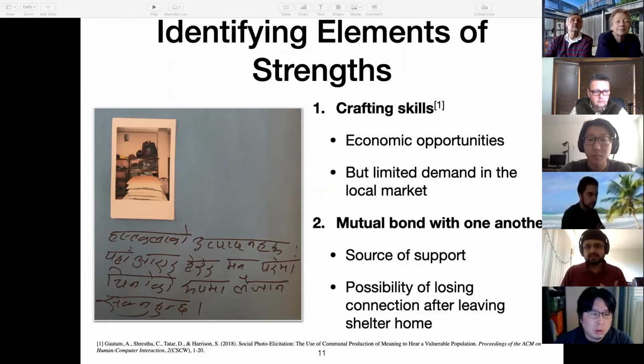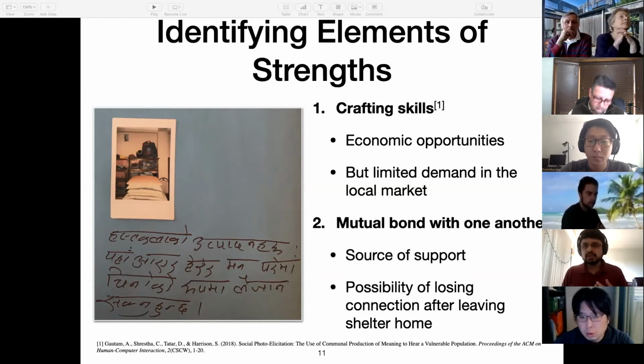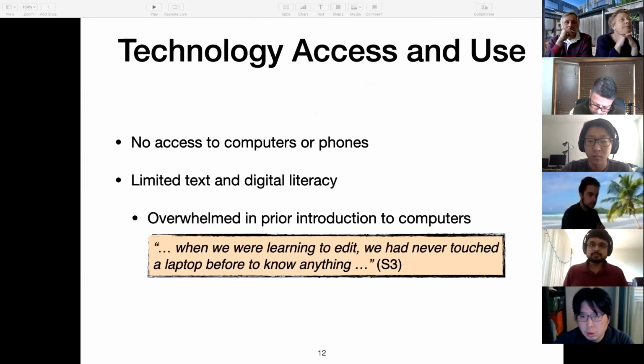The second element of strength was their mutual bond, or the strong bond that we'd observed during the study. The shared living situation, the awareness of the past, and the work that they shared and support they provided each other had fostered strong bonds between the sister survivors. However, the sister survivors also noted that once they leave the shelter home, they may lose connection with one another, which again adds complexity to this particular strength.